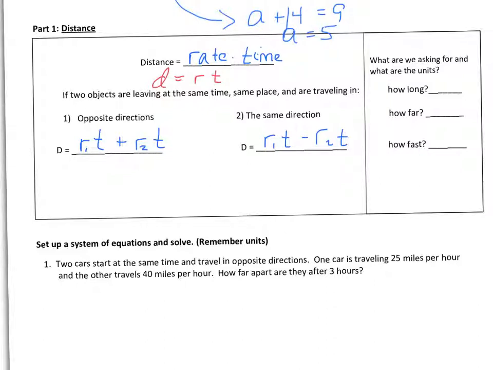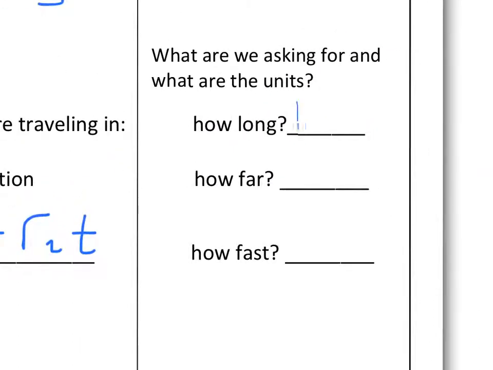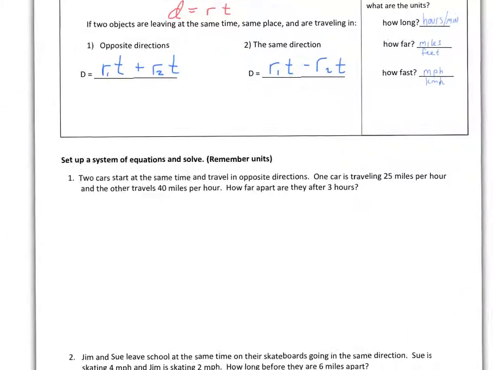So what are we asking for, and what are the units? If they want to know how long something's going to take, some keywords would be how many hours or minutes. How far, they're going to be asking for how many miles, how many feet. How fast, you're going to see how many miles per hour or kilometers per hour, one of the two. Things like that would be your rates. So these are pretty simple. You should find these easy.